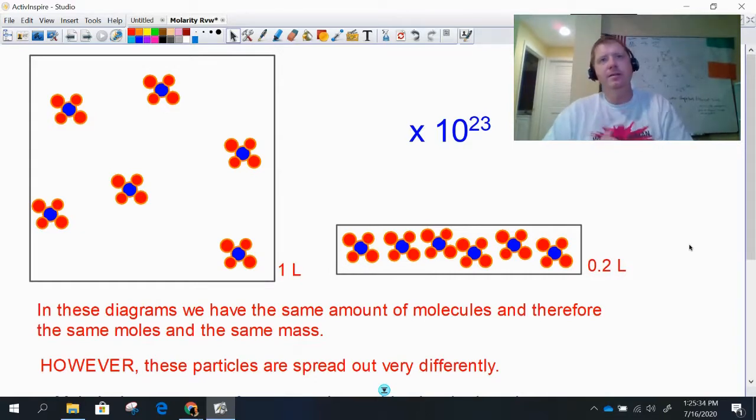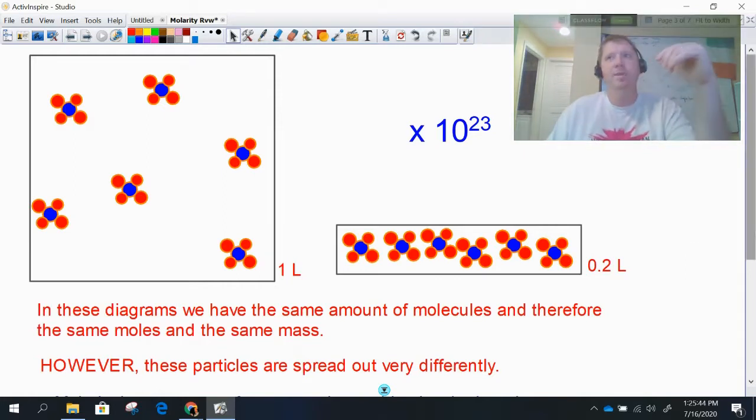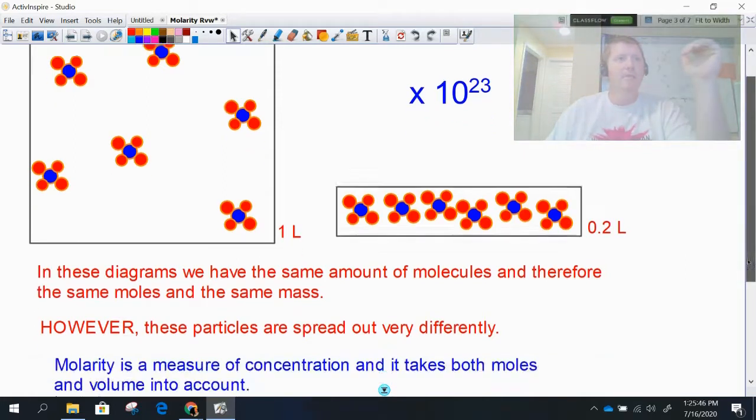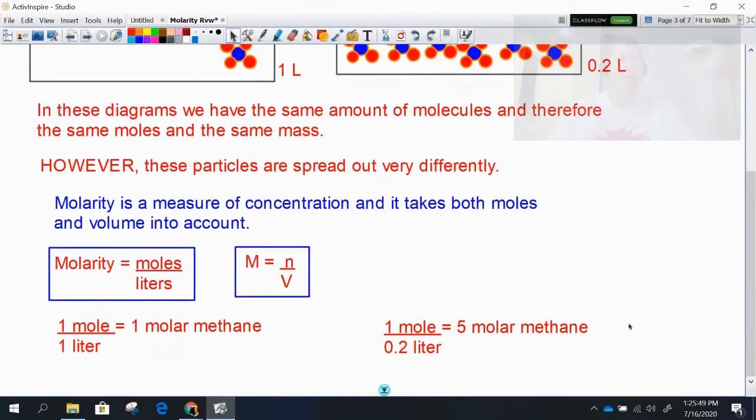And when we get into molarity, we take into account both the moles, how much is moving around, and the space in which it's moving, the volume. And we measure that volume in liters. So this is where molarity comes into play. Molarity is a concentration. It takes into account both the volume and the moles. It's typically written one of two ways. It's either molarity is equal to moles divided by liters, or it's written in a simple equation, capital M, meaning molarity, is n over V, moles over volume.